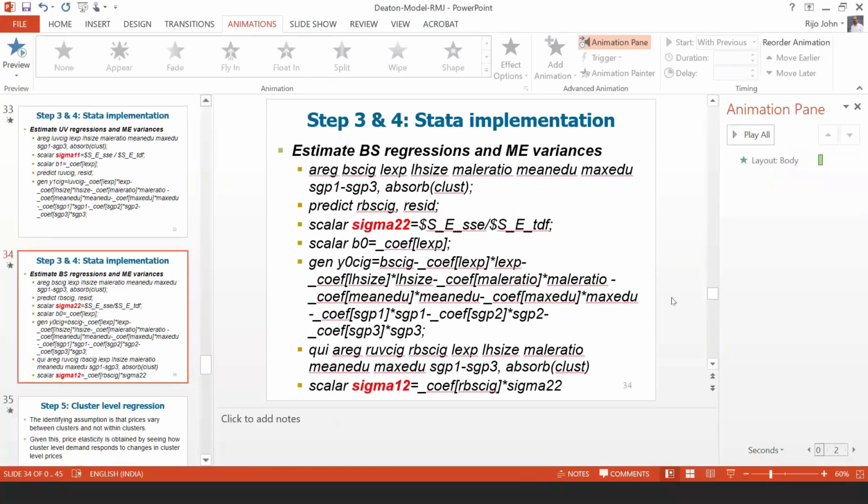And now you run another regression, again using the areg command, of RUV, the residuals from the unit value regression, on the residuals from the budget share regression. The idea is that is how you generate the sigma 1, 2, right? So we want the covariance, basically covariance between the two residuals. So to do that, we run this areg command again between the two predicted residuals from both the regressions, and then store that covariance into sigma 1 2 as a scalar. So that is stored there.